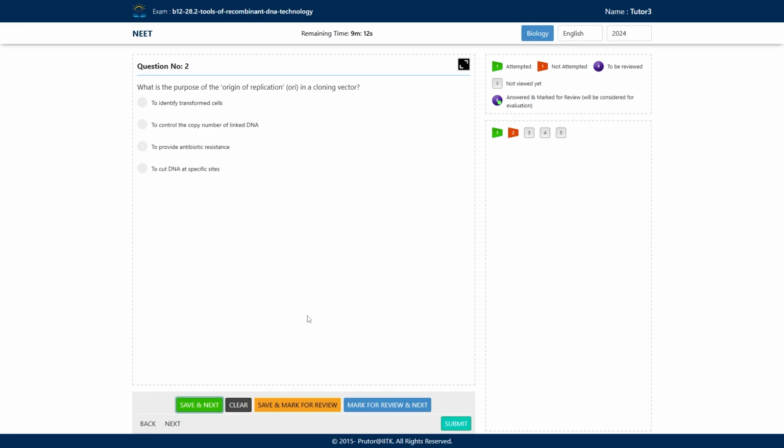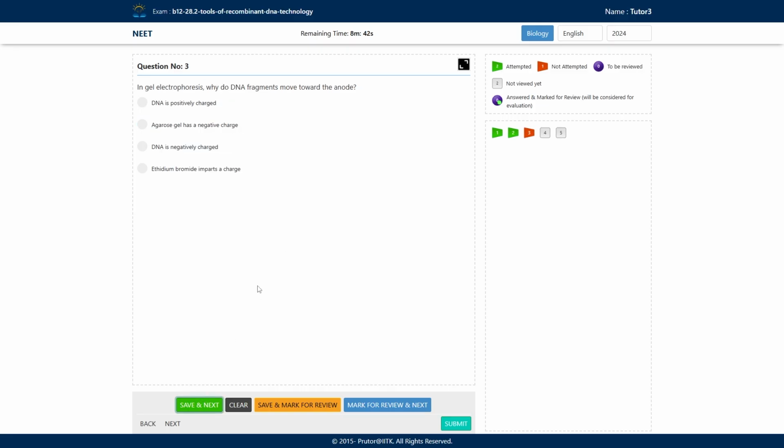The second question says, what is the purpose of the origin of replication in a cloning vector? Let's see the options. First, to identify transformed cells? No, it's done by selective markers. Second, to control the copy number of linked DNA? Yeah, we can control the copy number of linked DNA with the help of the origin of replication, that is ORI. To provide antibiotic resistance and to cut DNA at a specific site? No, it's not the function of a cloning vector.